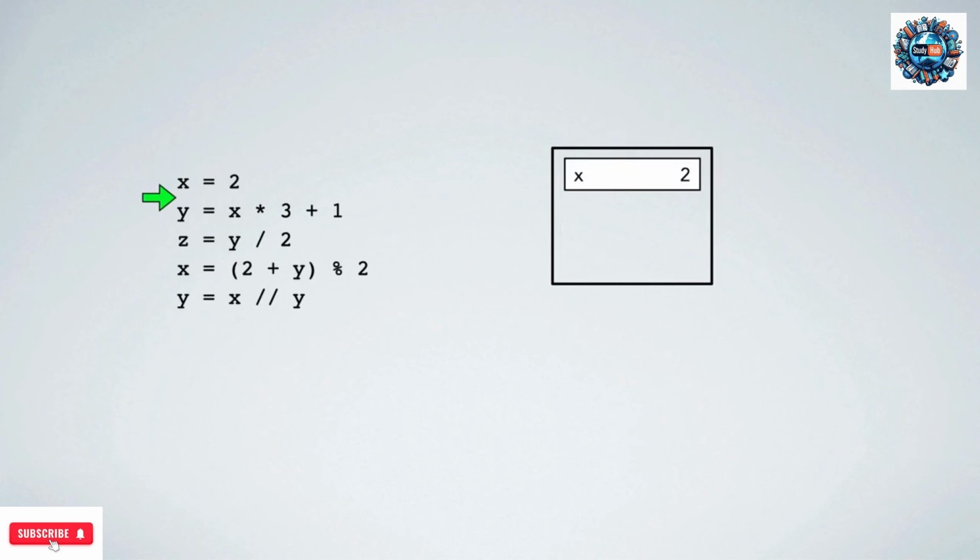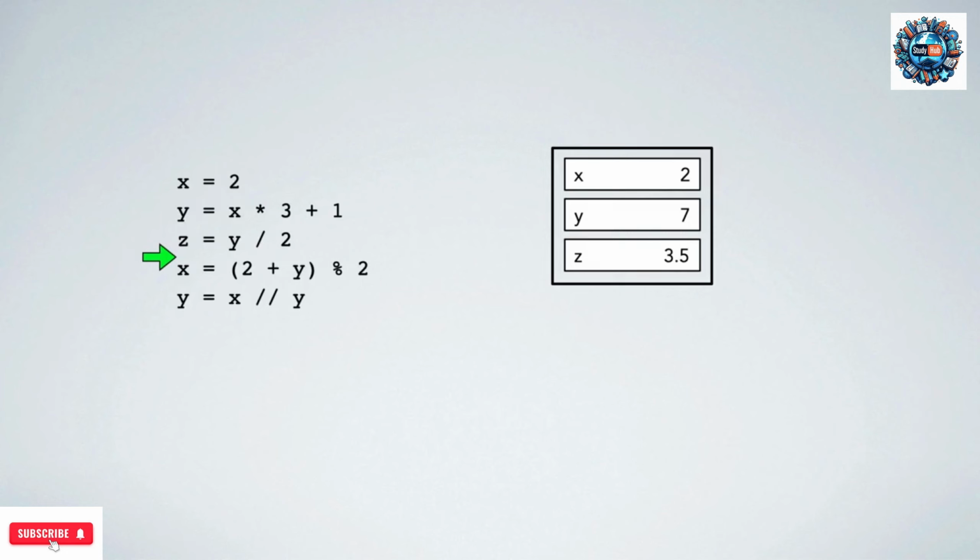We create a box for x, place a 2 in the box. Next we do the multiplication first, reading the value 2 out of x's box. 2 times 3 is 6, 6 plus 1 is 7. We create a box for y and place a 7 in it. On the next line of code, we'll read the value 7 out of y's box, perform division by 2, and get 3.5, assigning the number 3.5 to z's box.